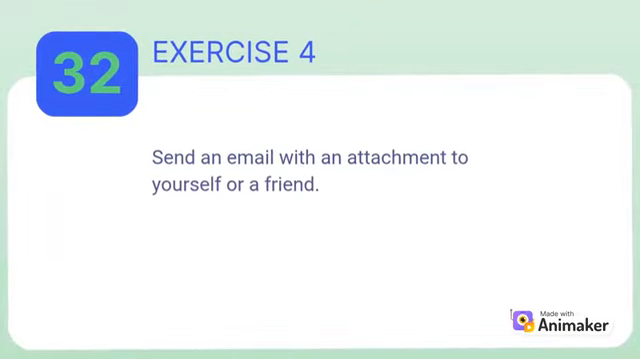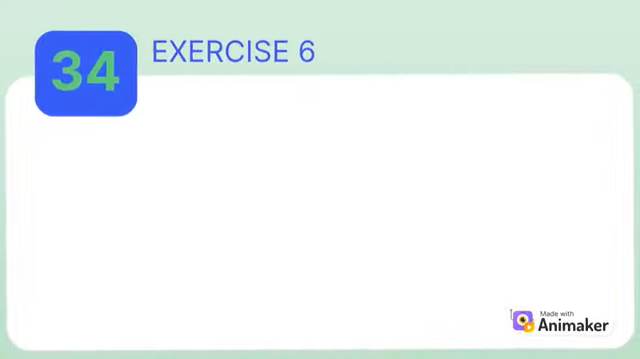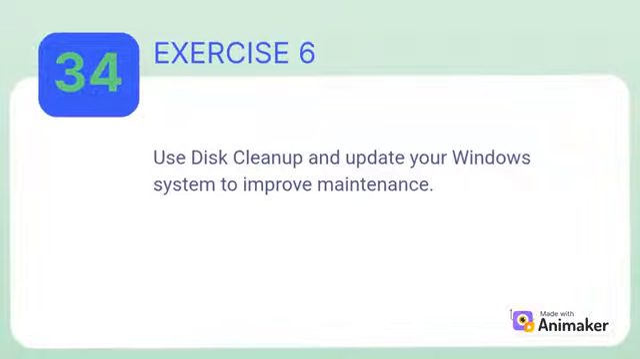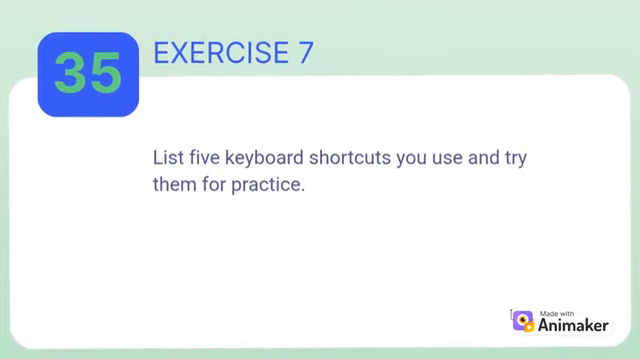Exercise 4 asks you to send an email with an attachment either to yourself or to a friend. In Exercise 5, create a simple Microsoft Word document containing formatted text and a table. Exercise 6 involves using disk cleanup to free space and updating your Windows system for better performance. For Exercise 7, list 5 keyboard shortcuts that you use and practice them to improve your efficiency.